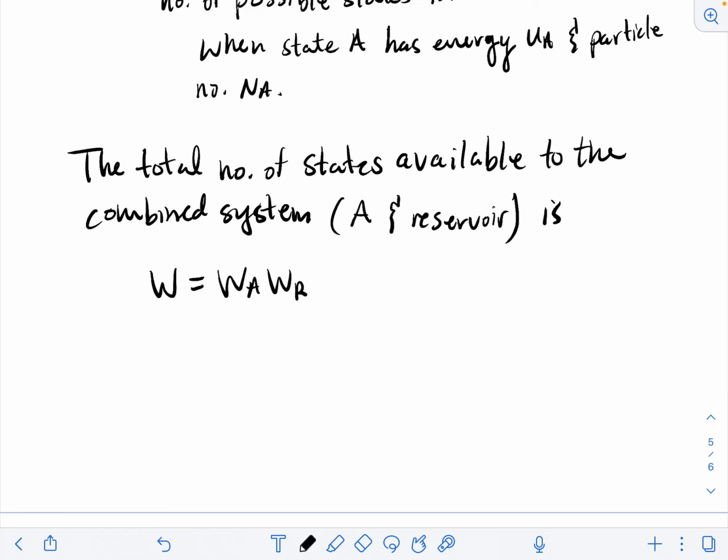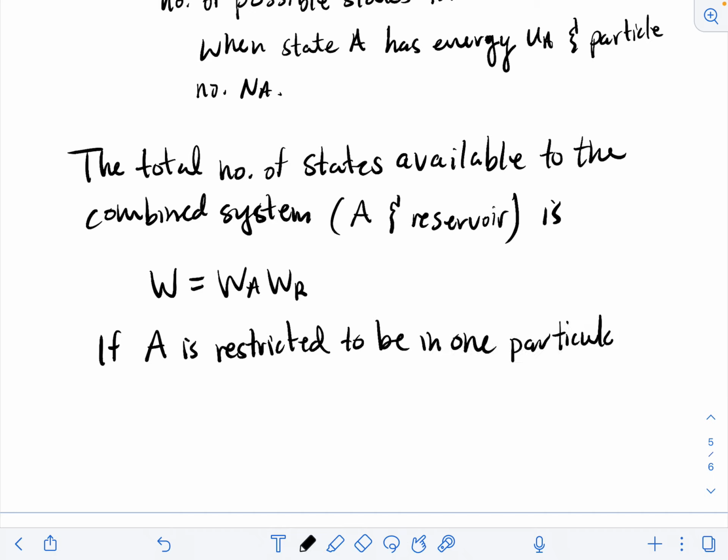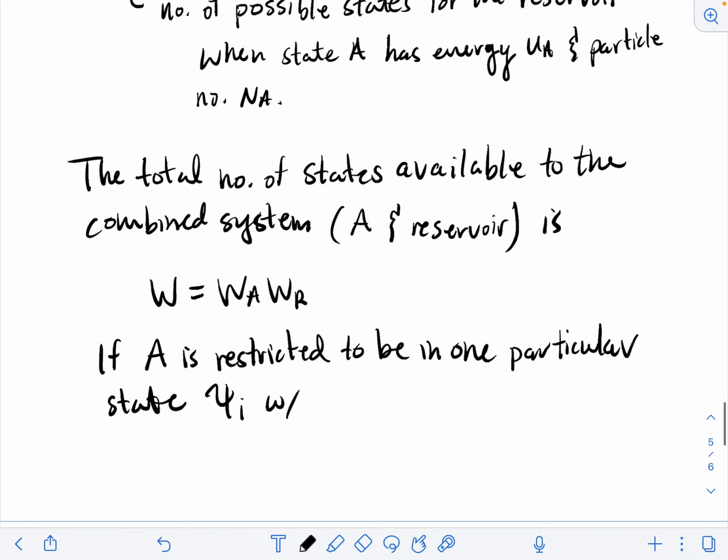So if A is restricted to be in one particular state, phi I, with energy UA, I think last time we used EI, but I'm going to use UI so I don't mess up my notes here, and NA is equal to NI.